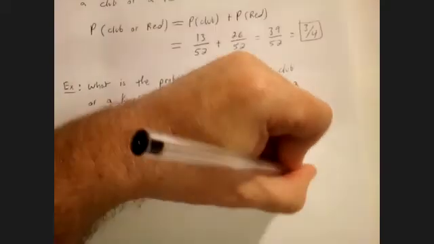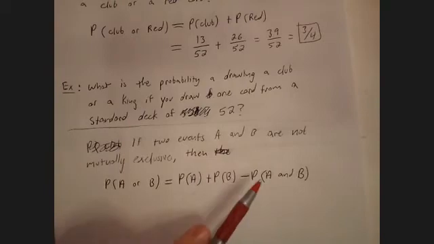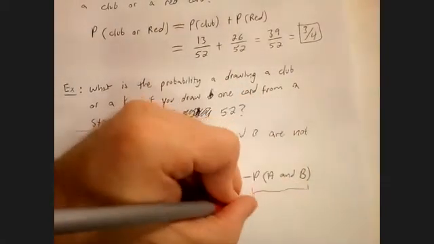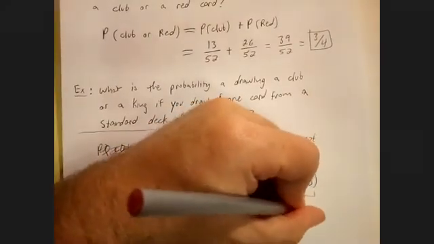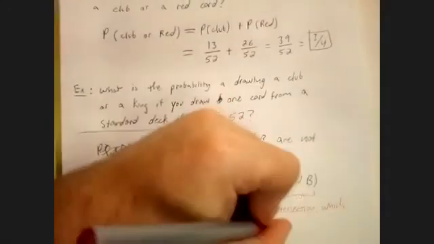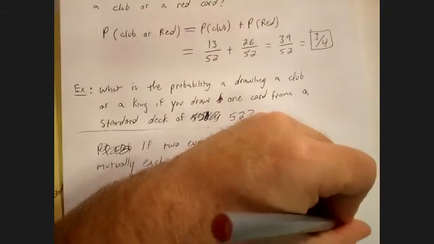I'm going to write it this way, and I'm going to write some notes about it. So, since these events are not mutually exclusive, I'm going to add the two probabilities, but I have to subtract off their intersection. So this is the intersection, which means any overlapping.